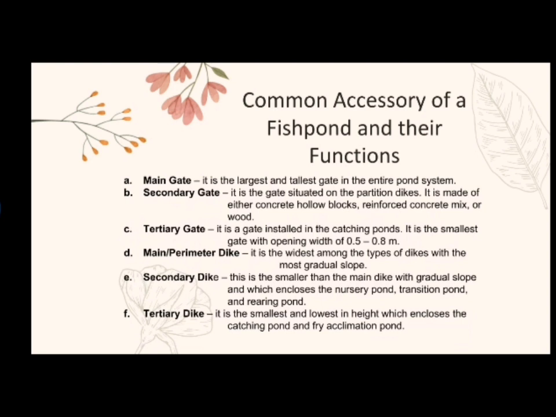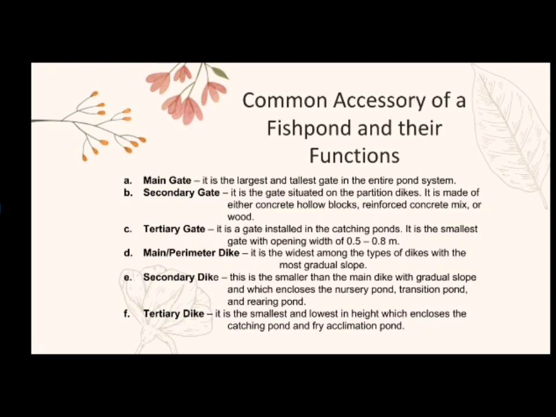Secondary gate. It is a gate situated on the partition dikes. It is made of either concrete hollow blocks, reinforced concrete mix, or wood. So the secondary gate controls the incoming and outgoing water in the different pond units. Next is the tertiary gate. It is the gate installed in the catching ponds. It is the smallest gate, with a smaller opening than the secondary gate. The tertiary gate also controls incoming and outgoing water, but it is the smallest compartment in the pond system.